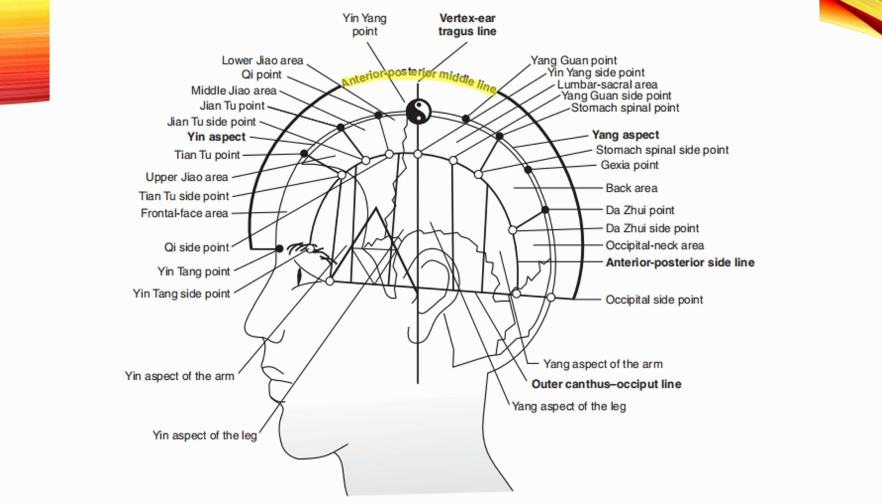Anterior-posterior midline is the line running across the vertex, connecting the midpoint between the two eyebrows with the lower border of the tip of the external occipital protuberance.